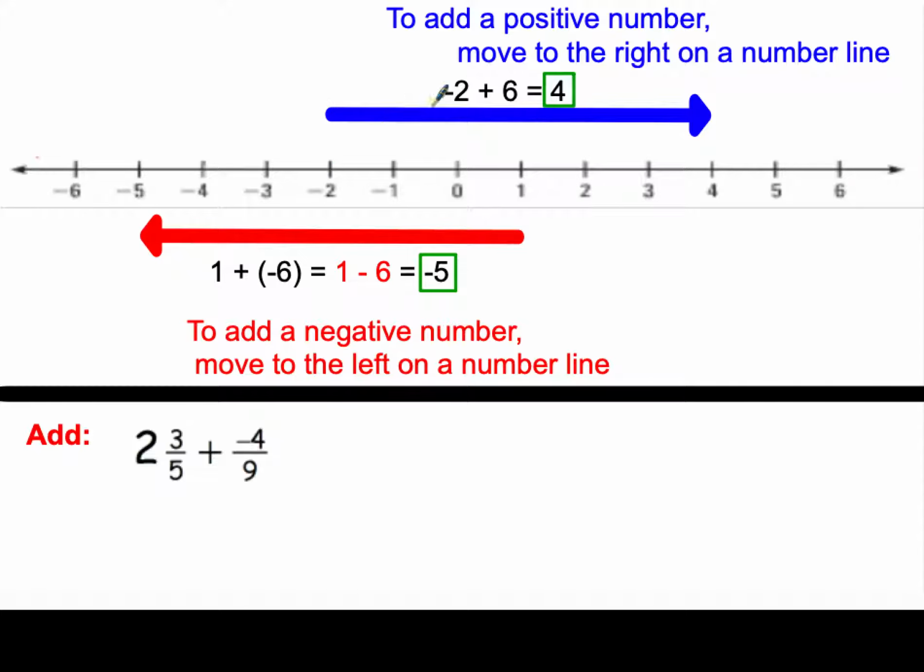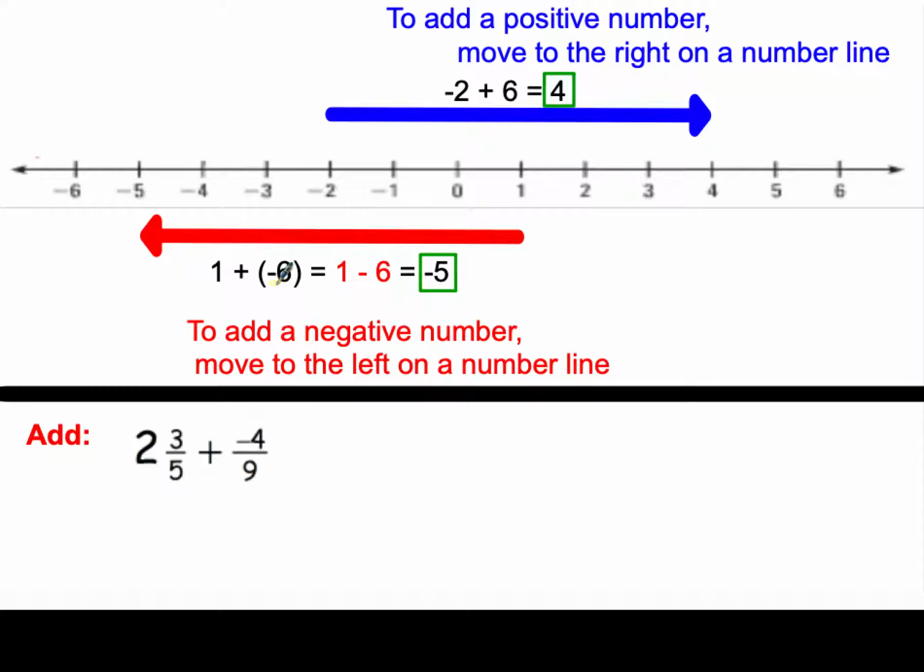number line, such as if I want to add -2 to 6, I'm going to start at -2, and I'm going to move 6 units up my number line. Again, if I'm adding a positive number onto another number, I'm moving right on the number line. So again, -2 plus 6 is going to be 4.